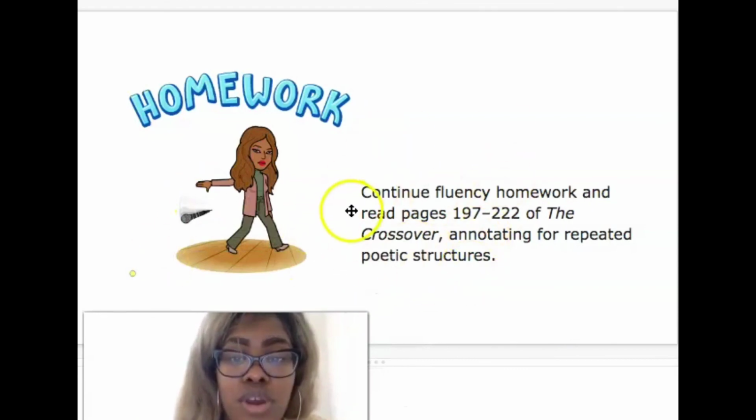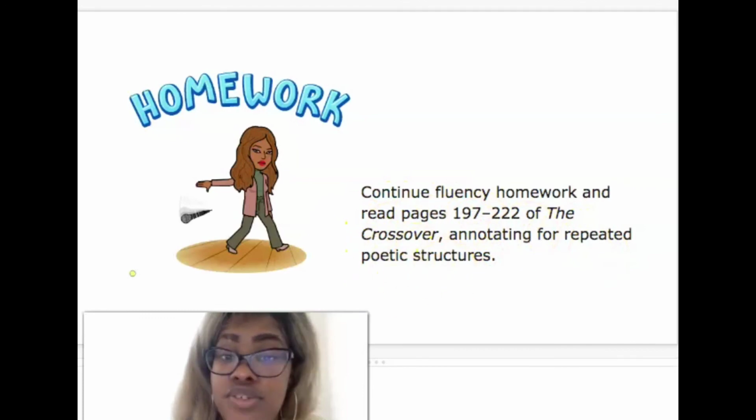For today's homework, I want you to continue fluency reading pages 197 through 222 of The Crossover, and annotate for repeated poetic structures that you see.